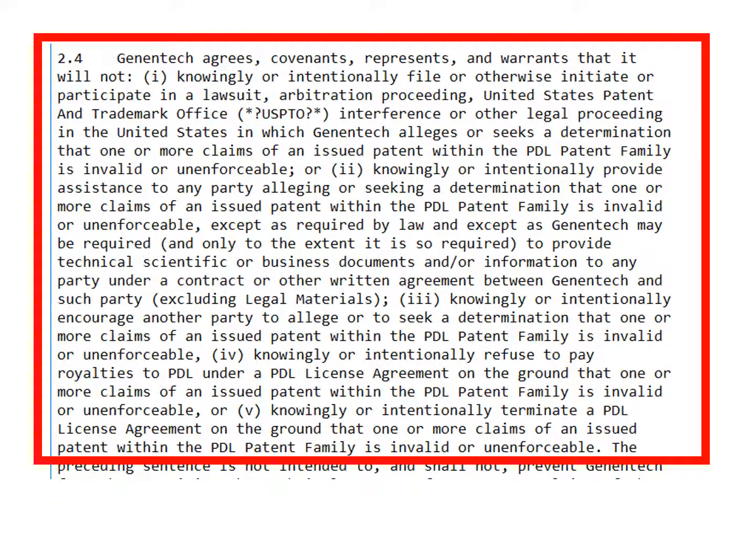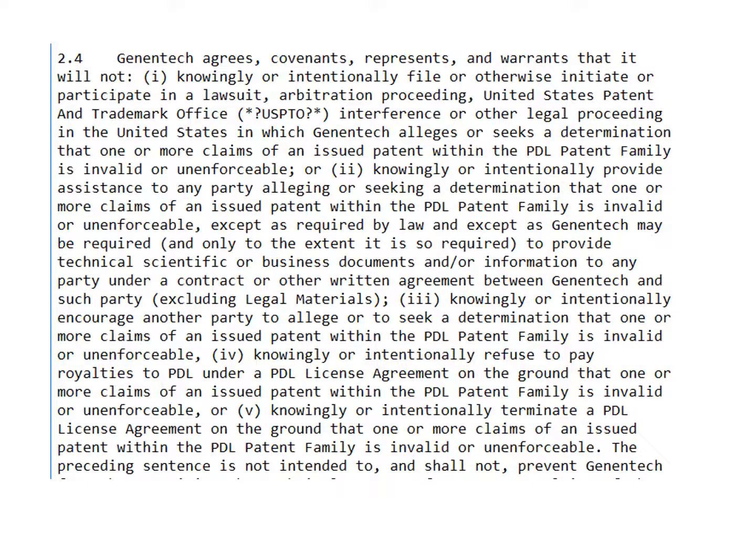2.4. Genentech agrees, covenants, represents, and warrants. Again, note the belt and suspenders language here. Might have been just fine to say we agree, but all this extra language with legal meaning is trying to say, look, we really mean to be tied here. Genentech agrees, covenants, represents, and warrants that it will not, 1, knowingly or intentionally file or otherwise initiate or participate in a lawsuit, arbitration proceeding, U.S. Patent Office interference, or any other legal proceeding in the United States in which Genentech alleges or seeks a determination that one or more claims of an issued patent within the family is invalid or unenforceable.